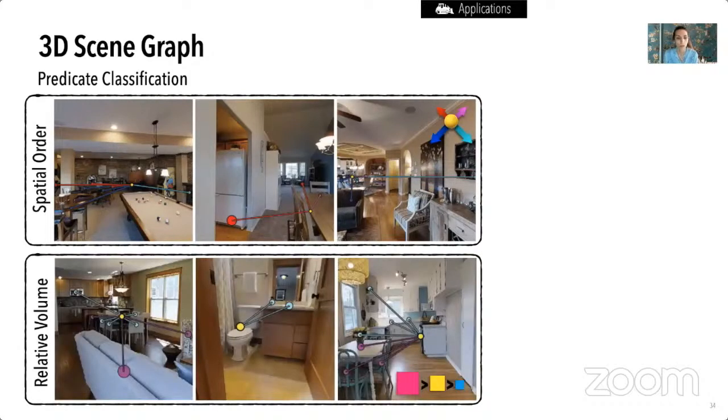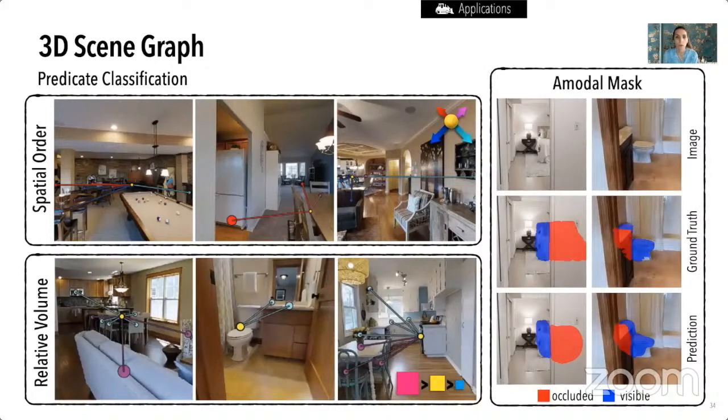We also provide similar results for relative volume, where again, we follow a similar way of giving as input to the system segmentation masks that are agnostic to the class, and we get the results in terms of the relative volume. Finally, we have amodal segmentation mask for the method, where we provide as an output the occluded and visible mask of the object that is at the center of the frame. Again, this is class agnostic.